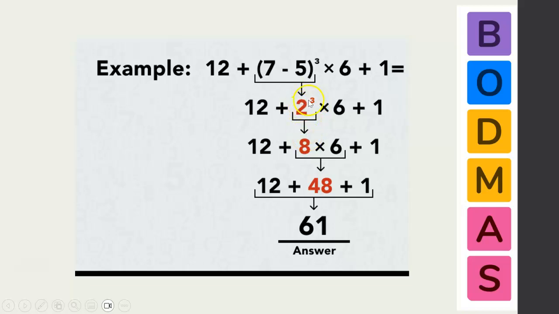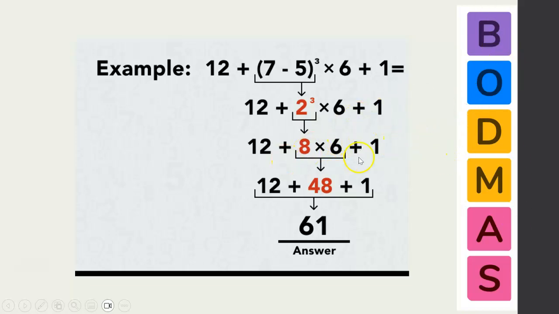So I have 2 cubed. That's the same as 2 by 2 by 2. So that's going to be 8. So I'm on the next line. 12 plus 8 times 6 plus 1.